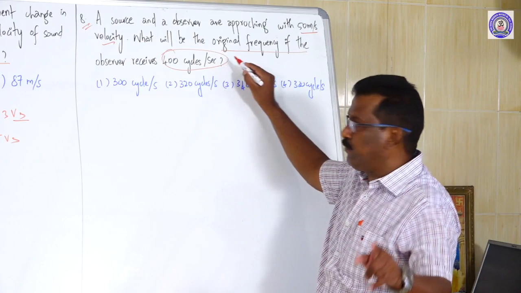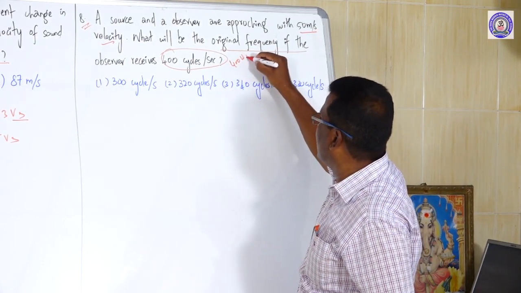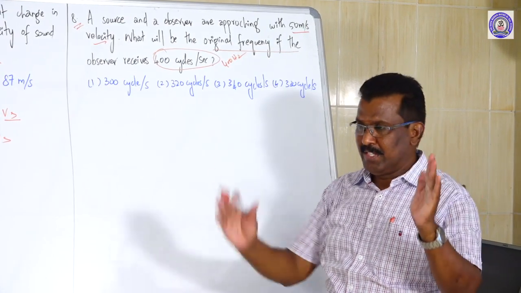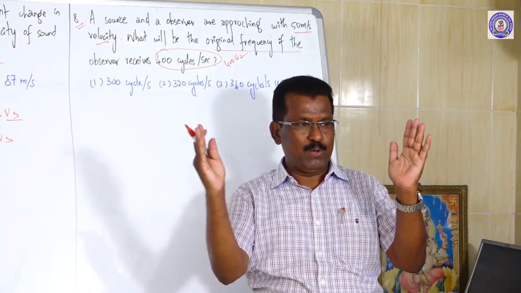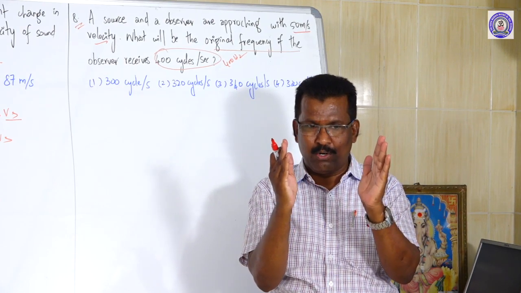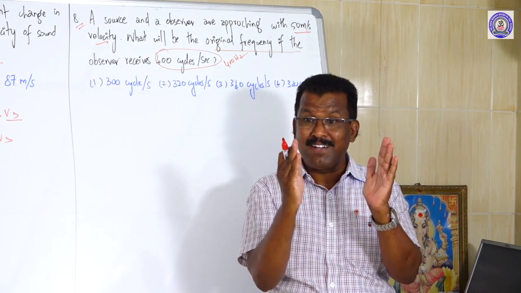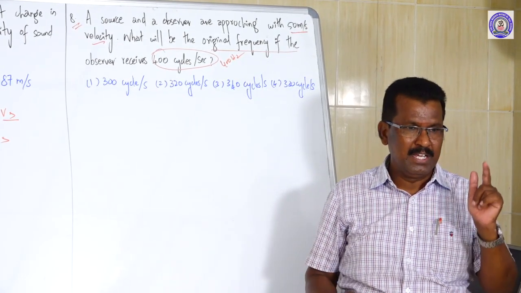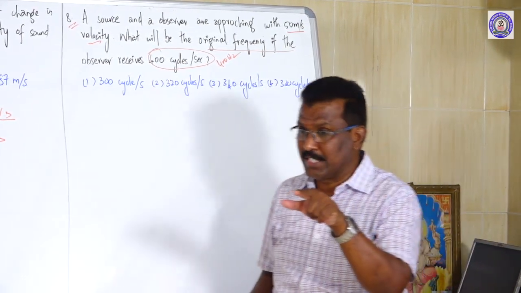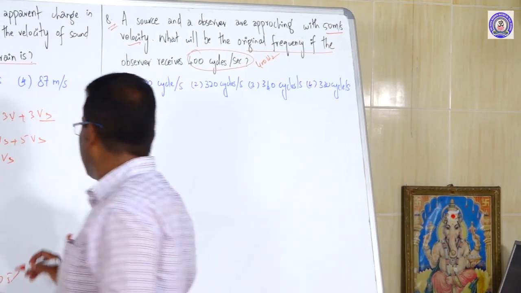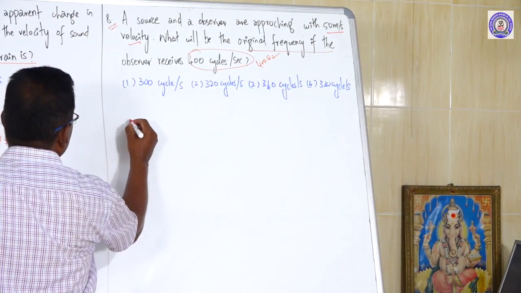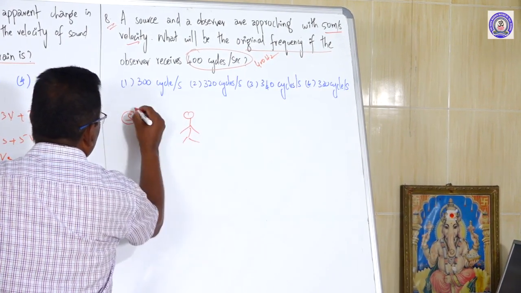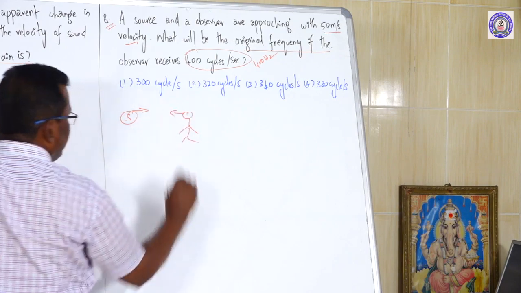What will be the original frequency if the observer receives 400 cycles per second? 400 hertz is the apparent frequency given, when the source and the observer are moving towards one another. What is the original frequency emitted by the source? In this situation both are moving towards one another.